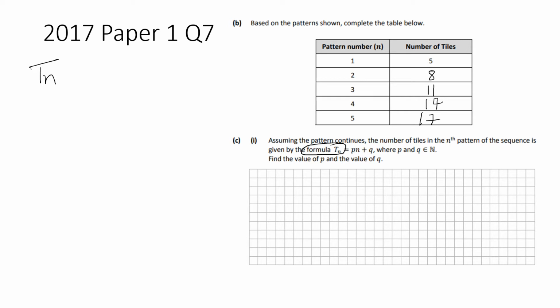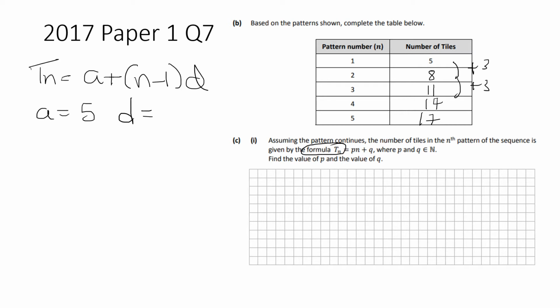So you go to your formula tables, you write down the term-to-term formula, and it's A plus n minus 1 by d. A is your first term, so A here is 5, and d is your common difference. I can see that here there's a difference of 3, difference of 3, difference of 3, difference of 3. So my difference here is 3. And all I have to do now is sub it in.